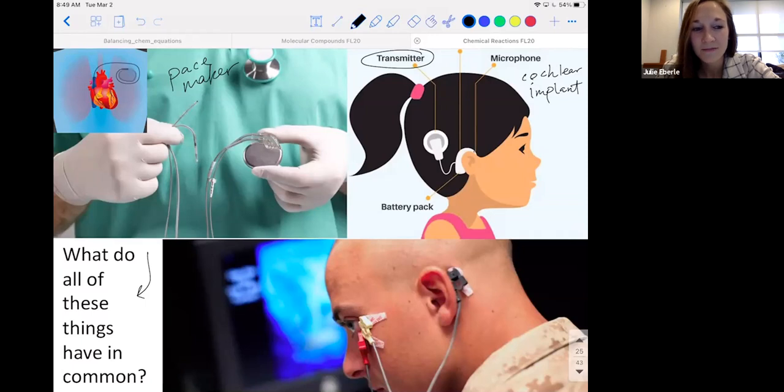Any thoughts? An electrical charge, Chelsea said. You're getting at the right idea. They're all items that can help change someone's life. Yes, they're all impactful in big ways. Implants in your body, stability, these are all great, all transmit something.